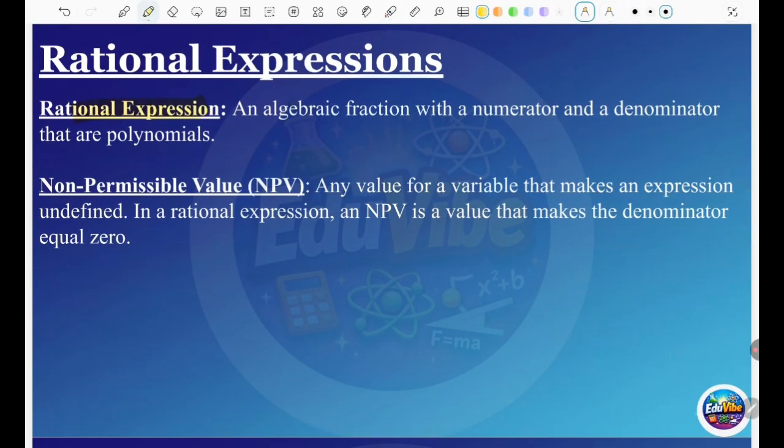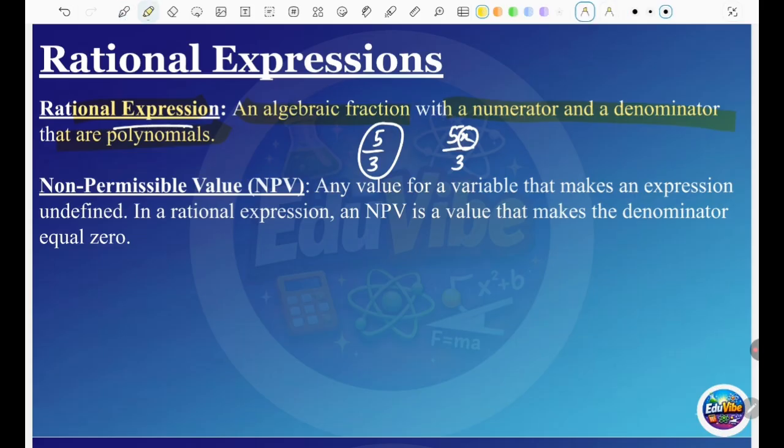A rational expression is an algebraic fraction with a numerator and a denominator that are polynomials. So anything in fraction form. If you have 5 upon 3, this is a rational expression. If we add variables, like x, this is also called a rational expression or the rationals.